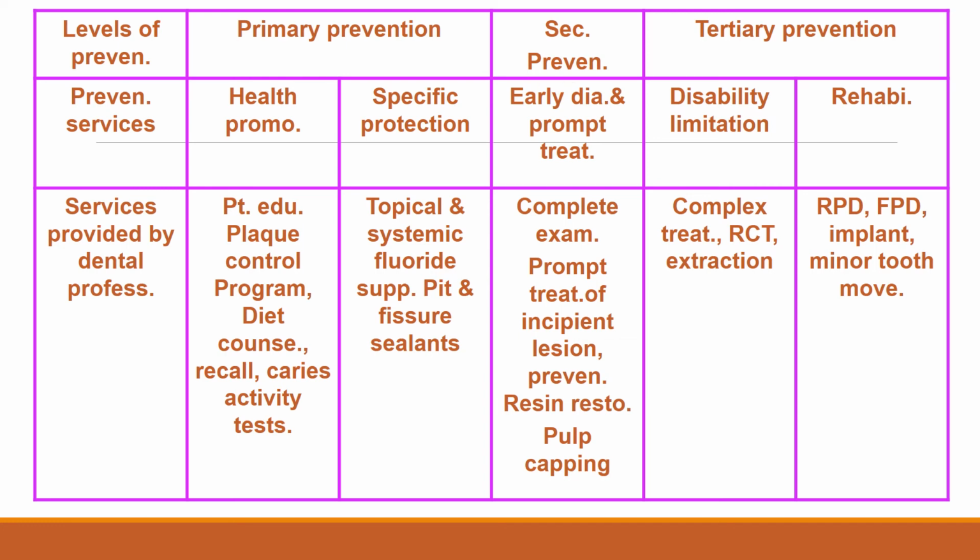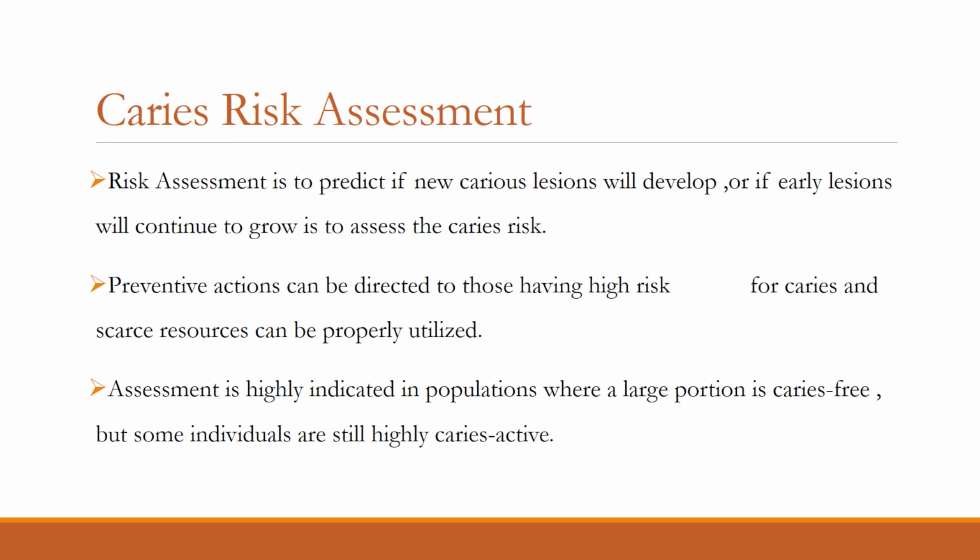And in the secondary prevention, that is early diagnosis, complete examination and prompt treatment of incipient lesions, then preventive resin restoration and pulp capping. So these are things we can do in the secondary prevention. In the tertiary, in the disability limitation, complex treatment like RCT and extraction. In rehabilitation, RPD and FPD. So in this way, we can promote the health services by professionals for those who are affected with caries.